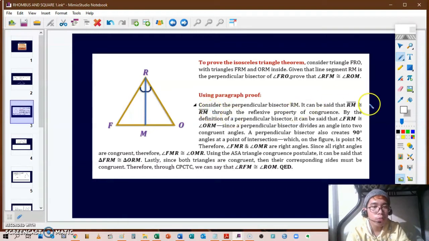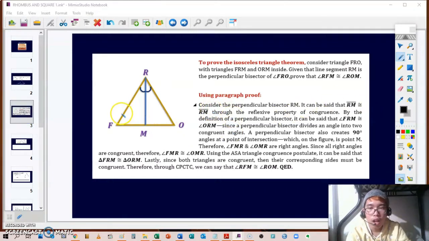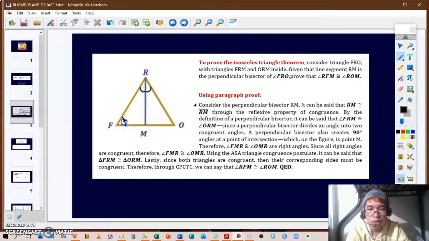Using a paragraph proof, we want to prove that angle RFM is congruent to angle ROM, using the isosceles triangle theorem. Consider the perpendicular bisector RM. Given that we have this perpendicular bisector in this isosceles triangle, it can be said that RM is congruent to RM using the reflexive property of congruence. And by the definition of a perpendicular bisector, we can say that FRM is congruent to ORM.